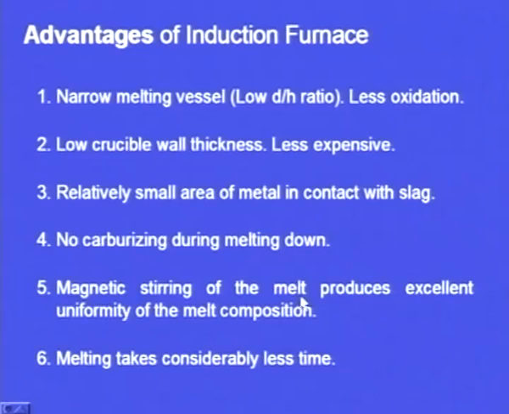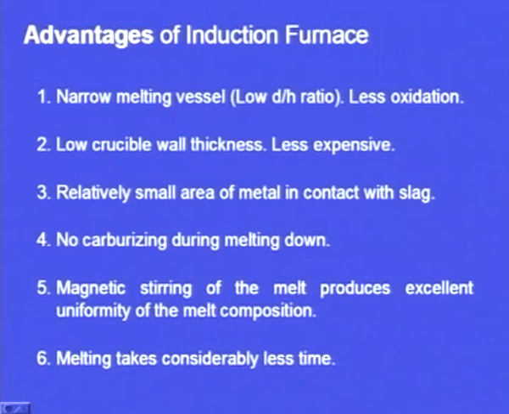No carburizing during melting down. In the case of the cupola furnace, we were using coke, and the carbon from the coke was entering into the molten metal. So, carbon pickup took place. In the case of the arc furnace, we were using graphite electrodes, and the carbon from the electrodes was entering into the molten metal. That is how carbon pickup took place, or the carburizing. Here no carburizing is taking place during melting. So, this is another advantage of the induction furnace.